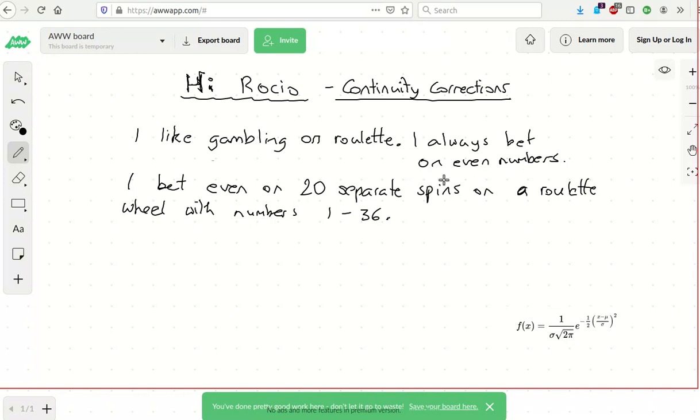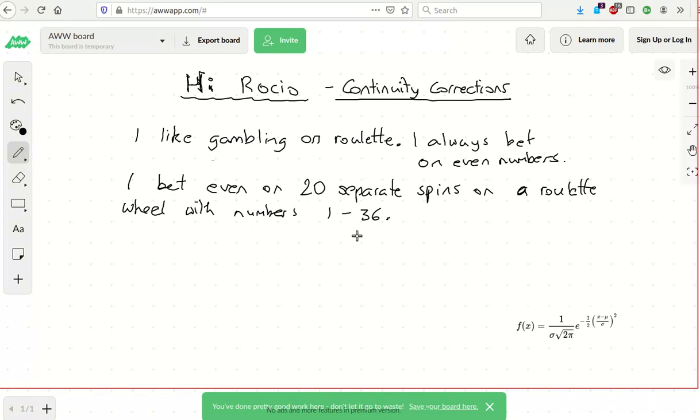Let's just pretend on a roulette wheel that there's only numbers 1 to 36. Actually, there is a zero on the roulette wheel, and the casino doesn't consider it either odd or even, and that's how they get the house edge. It's where they get their advantage. So we're changing the roulette wheel slightly from a casino roulette wheel to one that would be completely fair.